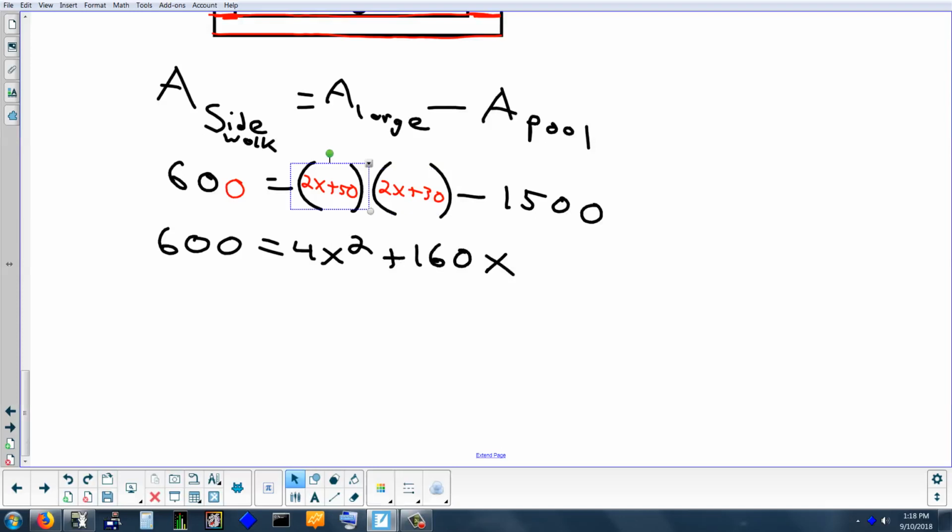And then we did this earlier. What's 50 times 30? Yeah, 1,500, but then I'm going to subtract 1,500. So what's going to happen to the 1,500? It just cancels out. So I don't even need to write down plus 1,500 minus 1,500. That just cancels out. Okay, so there's the equation we have to solve.